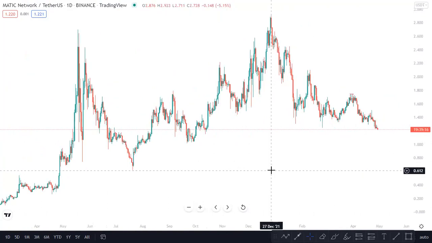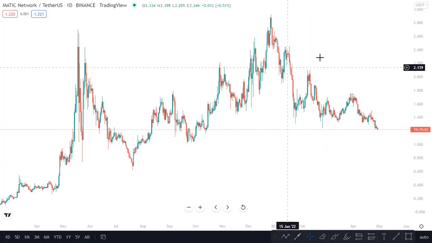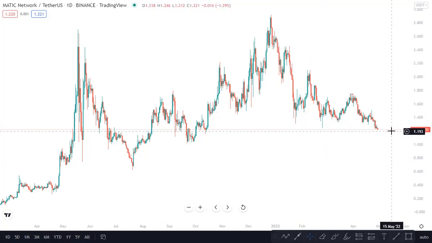Okay, I think it's good like this. So this is Matic on the daily time frame. What are we expecting on Matic? The first thing that we see is that this coin is trending down, right?